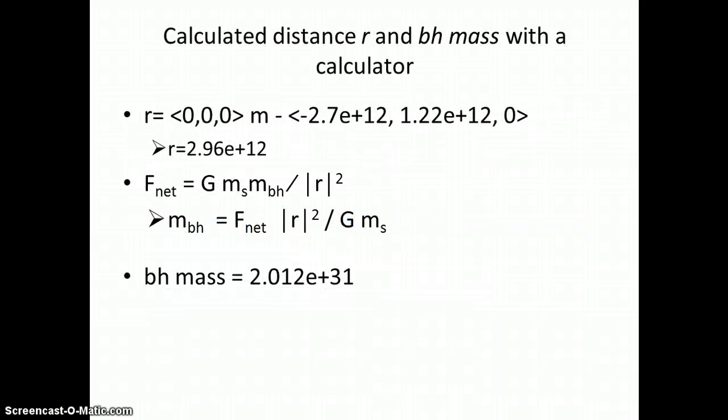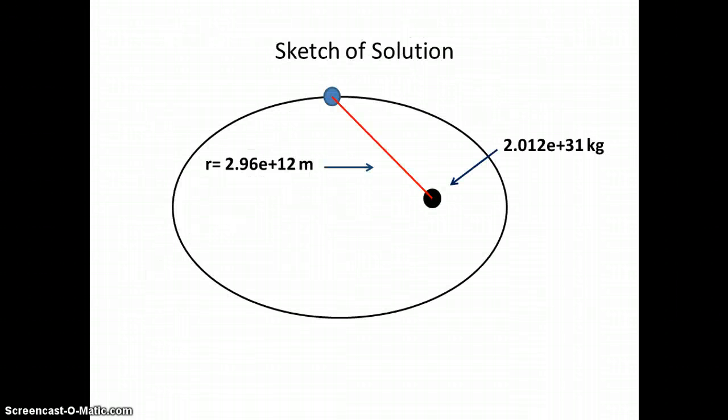I hand calculated the distance between the star and the black hole with a calculator, and then I used the information I had. I rearranged the universal law of gravitation algebraically and found that the mass of the black hole is 2.012 e plus 31. And this is a sketch of the solution.